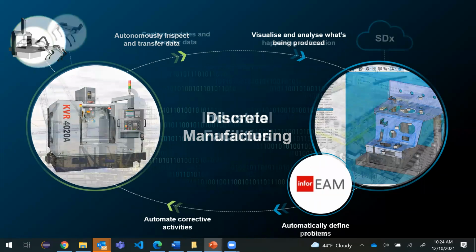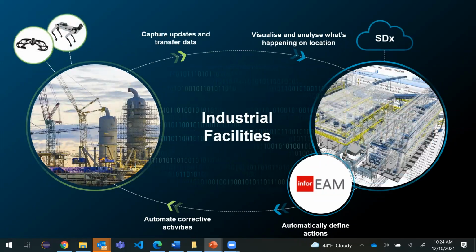Lots of acronyms there. Industrial facilities are the same thing. So you have the reality and then you have the digital reality. In aerospace, they used to call this digital line.